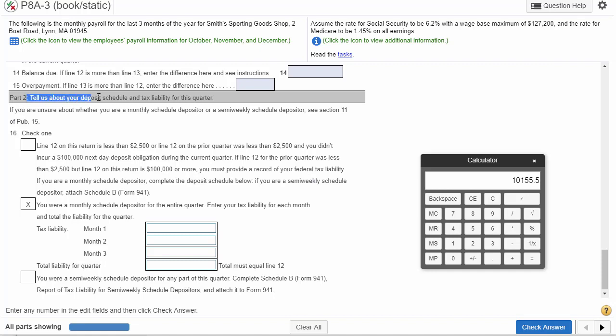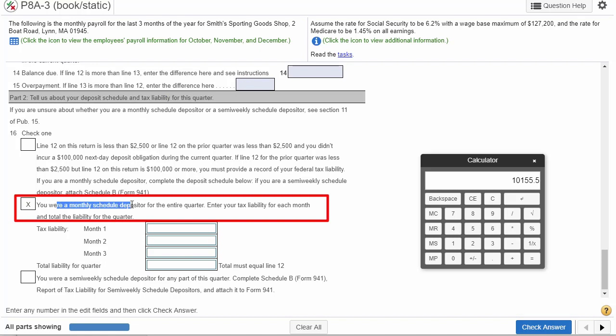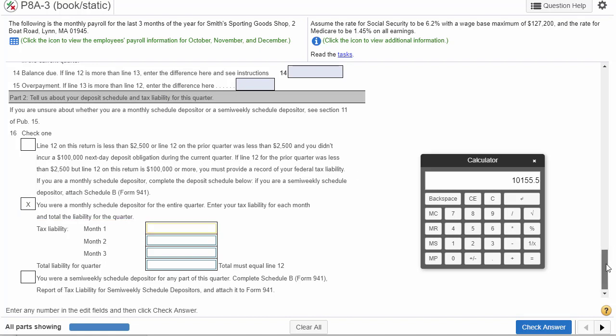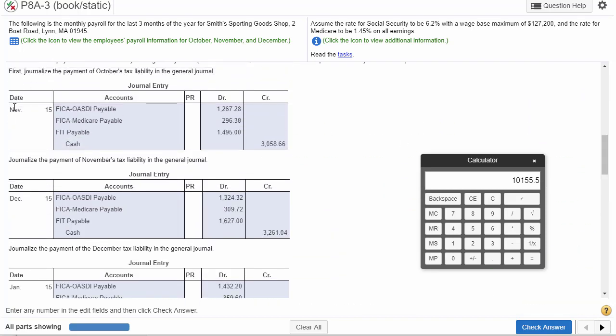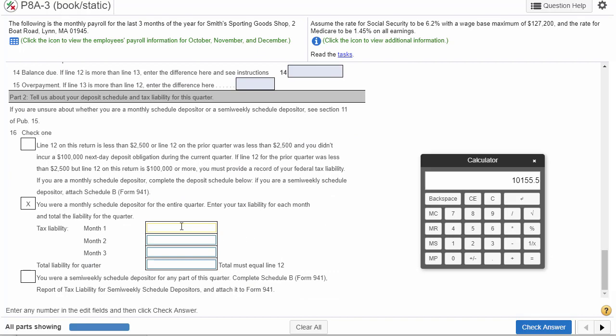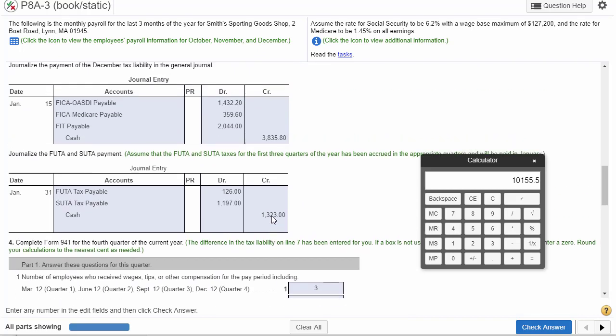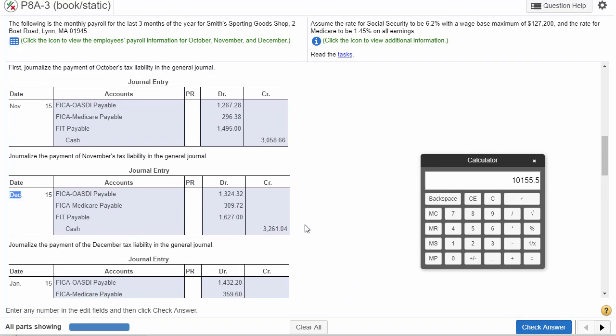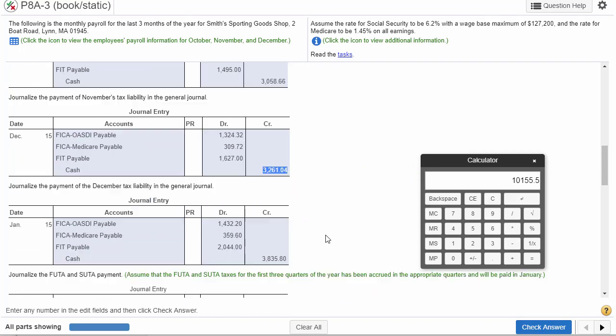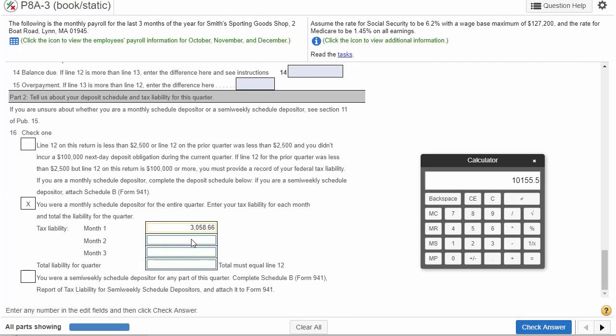Now, part 2, tell us about your deposit schedule. They've already X'd in the box saying that we're a monthly depositor, and they're wondering how much we deposited each month. Well, we've already got these numbers. So let's scroll back up here to our journal entries. Our first one, November, we're going to copy and paste this amount, 3,058.66. And then we're going to go find the December one, 3,261.04, paste it.